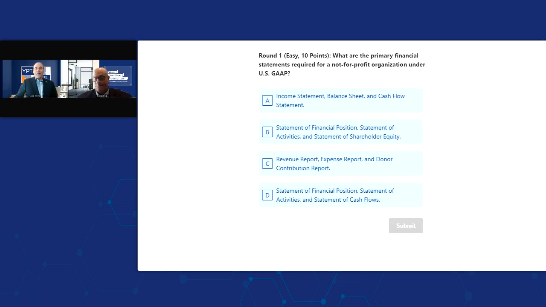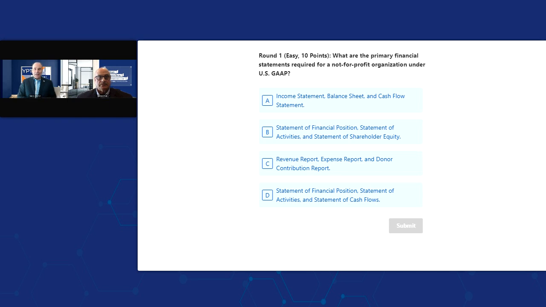What are the primary statements required for nonprofits under US GAAP? Our choices are A, the income statement, balance sheet, and cash flow statements. Is it B, statement of financial position, statement of activities, and statement of shareholder equity? Is it C, revenue report, expense report, and donor contribution? Or is it D, statement of financial position, statement of activities, and statement of cash flows?